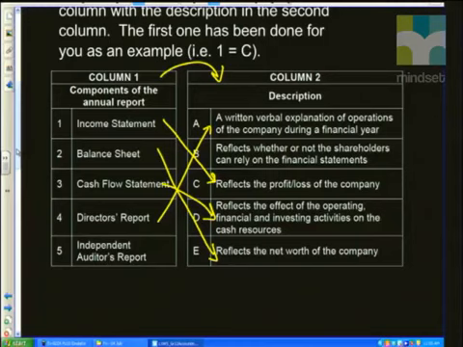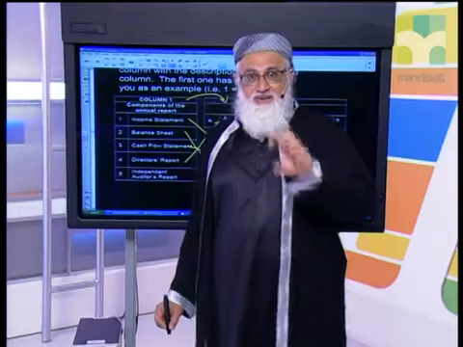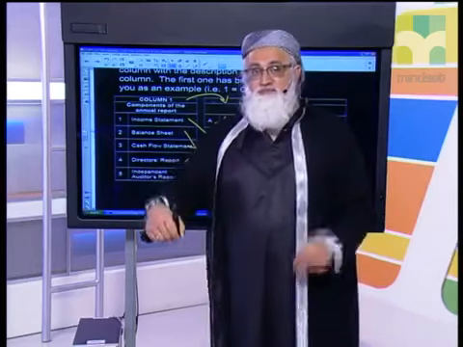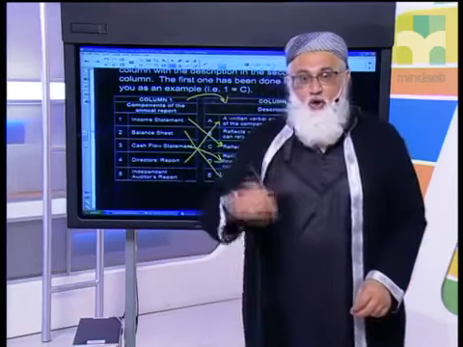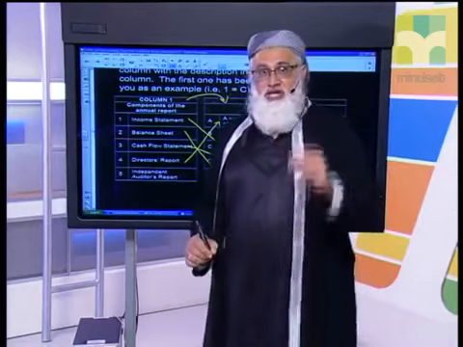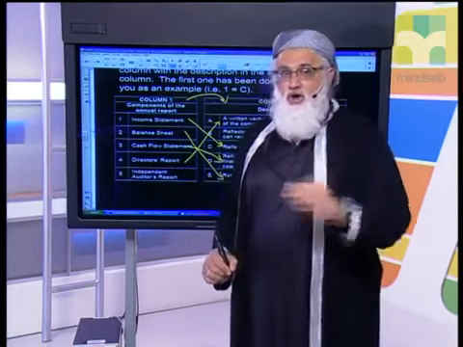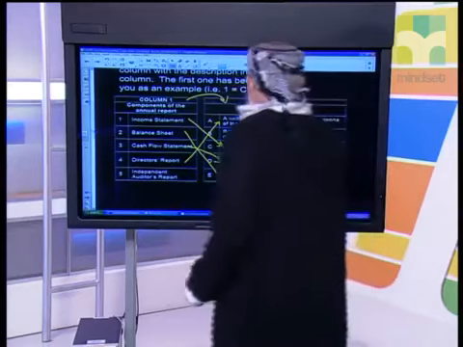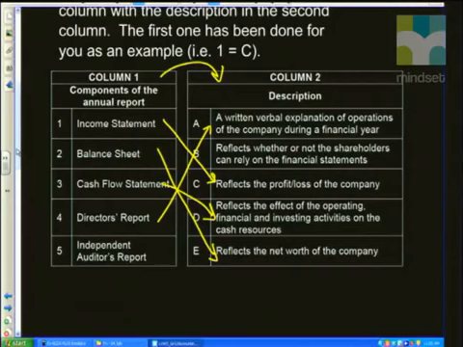Okay, now you come to your independent auditor's report. What's that about? Remember, your auditors are independent of the company. They are appointed by shareholders to do what? To express an opinion. An opinion on what? An opinion on the validity of the financial statements. Therefore, we are left with B, which says it reflects whether or not the shareholders can rely on the financial statements.